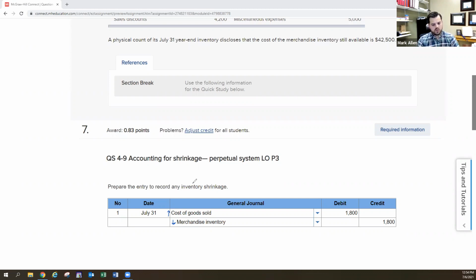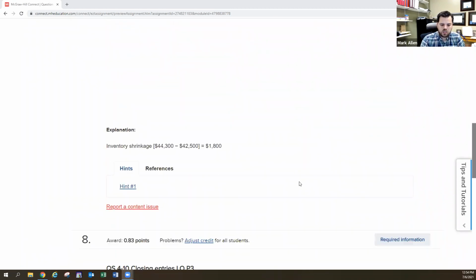So we call this cost of goods sold for 1,800, reflecting the fact that this inventory has left, meaning that this will go to the income statement as an expense, of course, and this will be reducing my assets on the balance sheet. So all of that is holding out pretty well for us. So with that, we have finished that question.